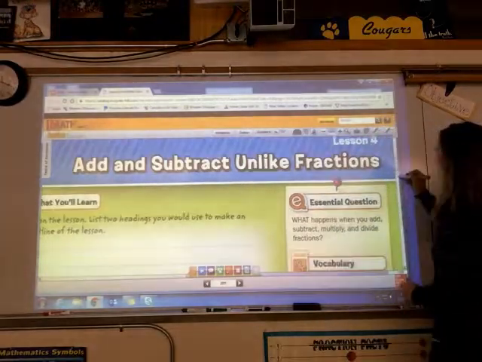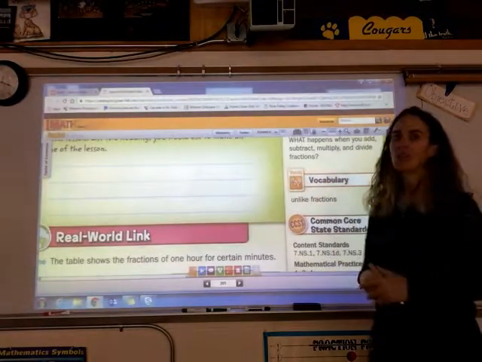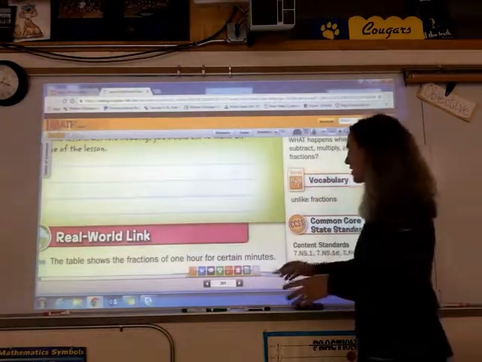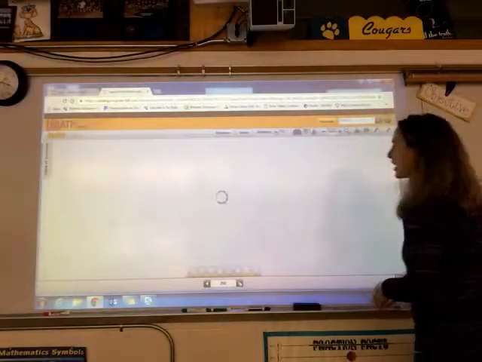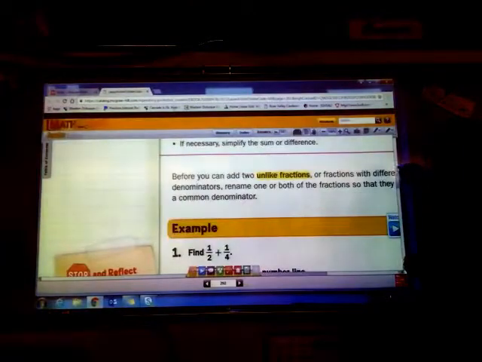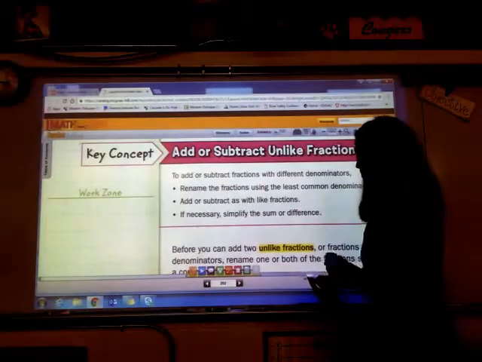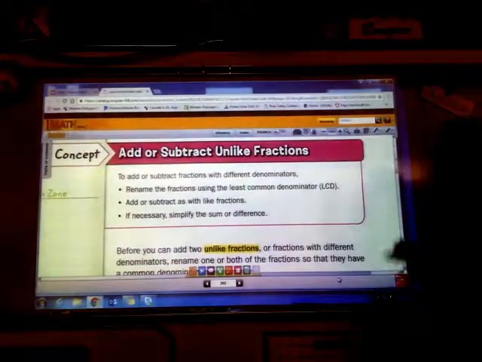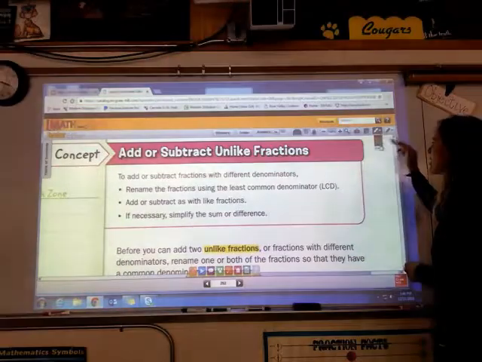You can see you do have one vocab word, which is unlike fractions, so please make sure you take the time to fill that in on your vocab web. We're going to jump to page 292 at the top and take a look at some friendly reminders that we want to consider when we are adding or subtracting unlike fractions.